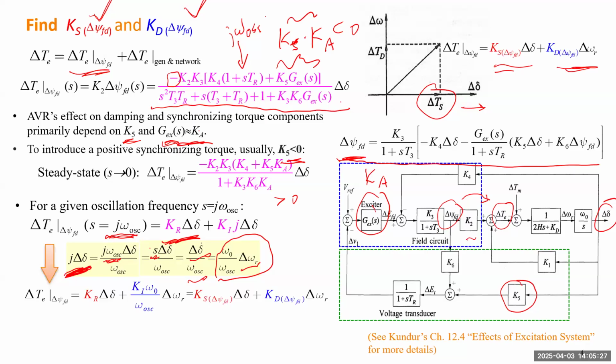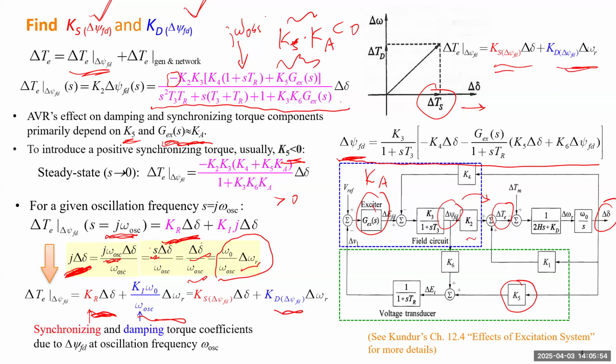Okay, so we get the conclusion. If we plug the oscillation frequency into that transfer function and do such a simplification, eventually we will get two items. The first item is synchronizing torque. The second is a damping torque. And the damping coefficient is exactly the imaginary part multiplied by the synchronous frequency divided by oscillation frequency. Then we get the conclusion: we know the synchronizing and damping torque coefficients.